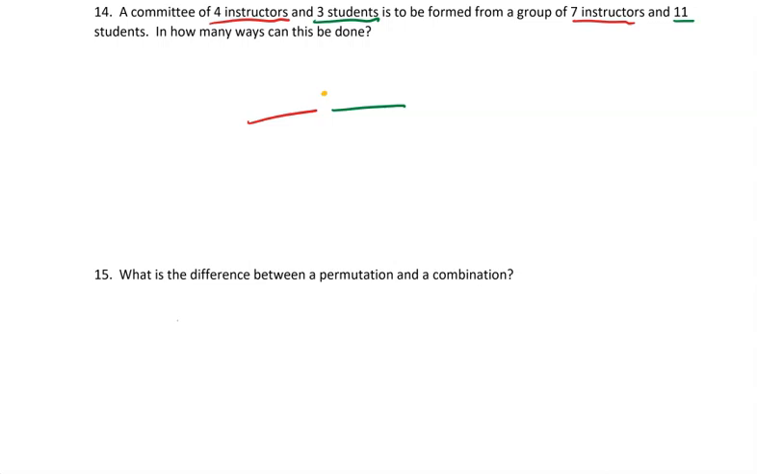So the number of instructors out of 7, we're going to choose 4, because again, order does not matter. In the end, you are either going to be on the committee or you are not. It doesn't matter which order they were picked. For the students, it is going to be out of 11, we're going to choose 3.